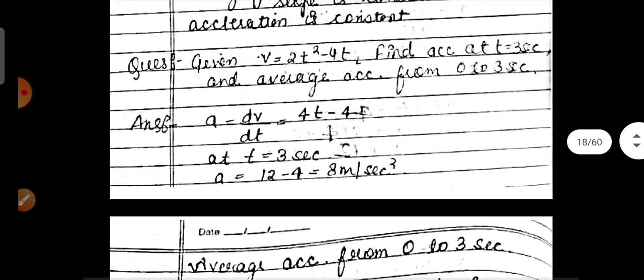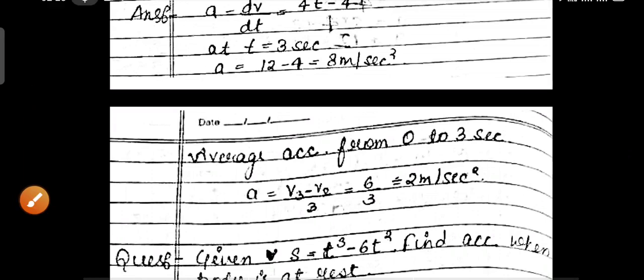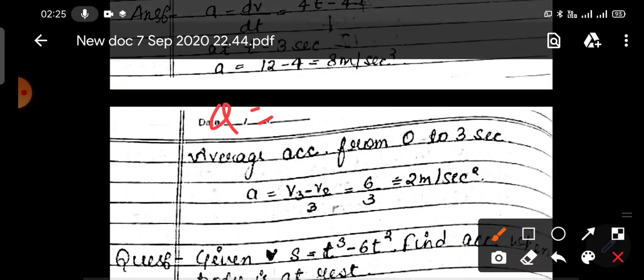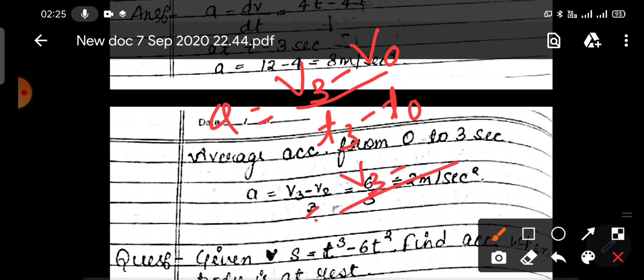Now average velocity. So we have to find out the average velocity from 0 second to 3 second. So average velocity means final velocity minus initial velocity, so velocity at 3 second minus velocity at 0 second divided by time at 3 second minus time at 0 second. Okay. So that means v3 minus v0, by 3 minus 0. So that means v3 minus v0 by 3.